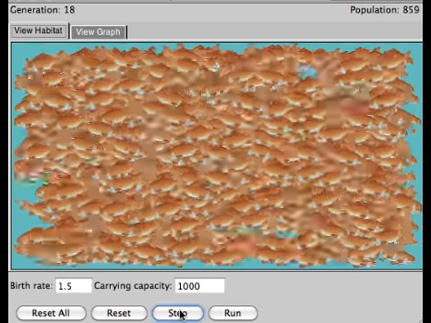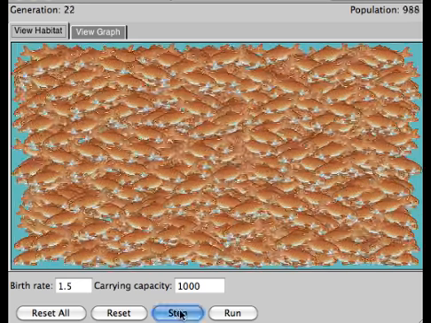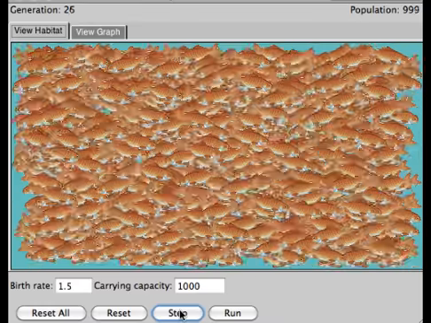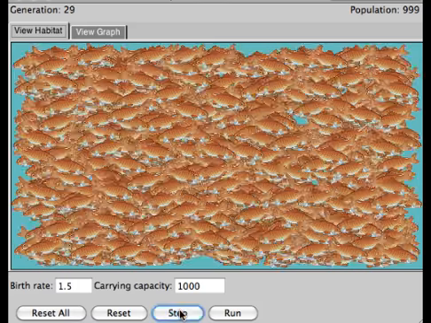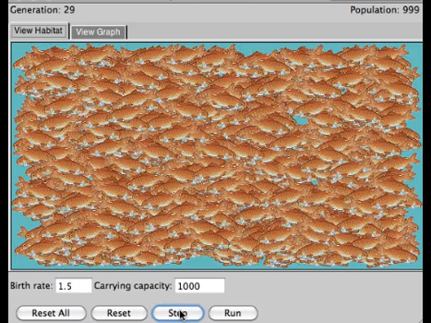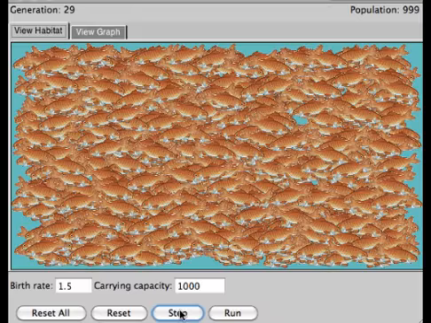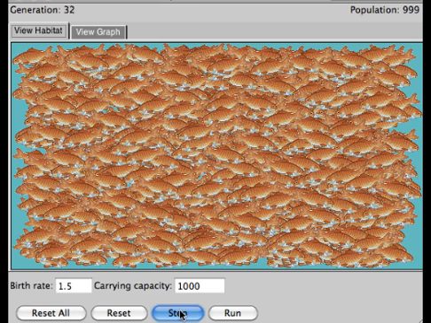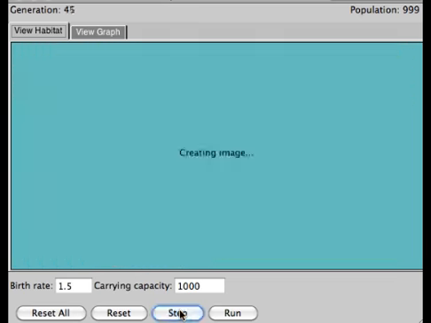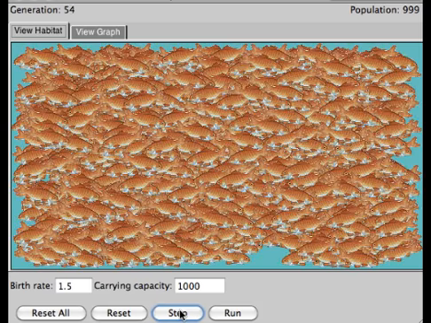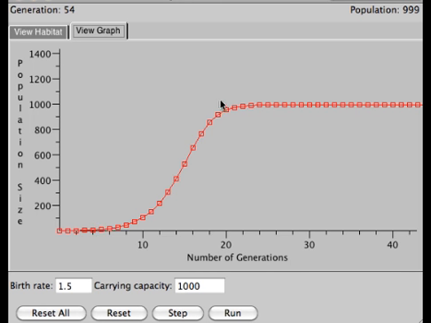And we get to a point, and notice we're full. Now notice the population says 999. That's because some are being born, some are dying. I can click on this forever, and it only stays at 999. Now if we take a look at the graph, notice the graph is going straight across. That's carrying capacity.